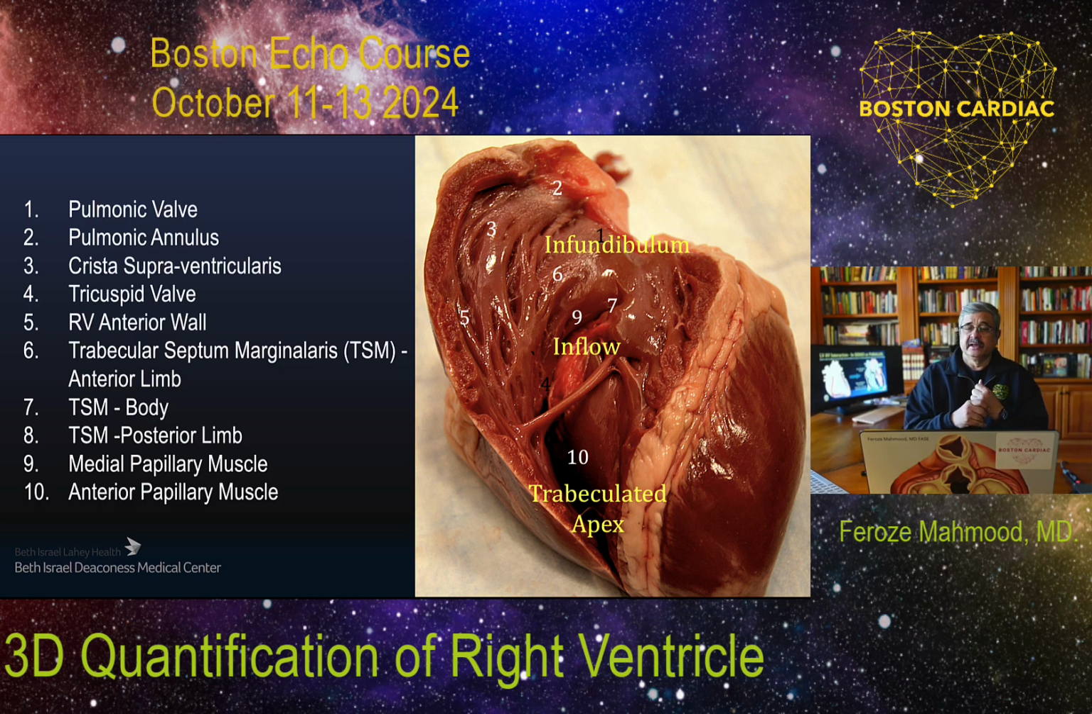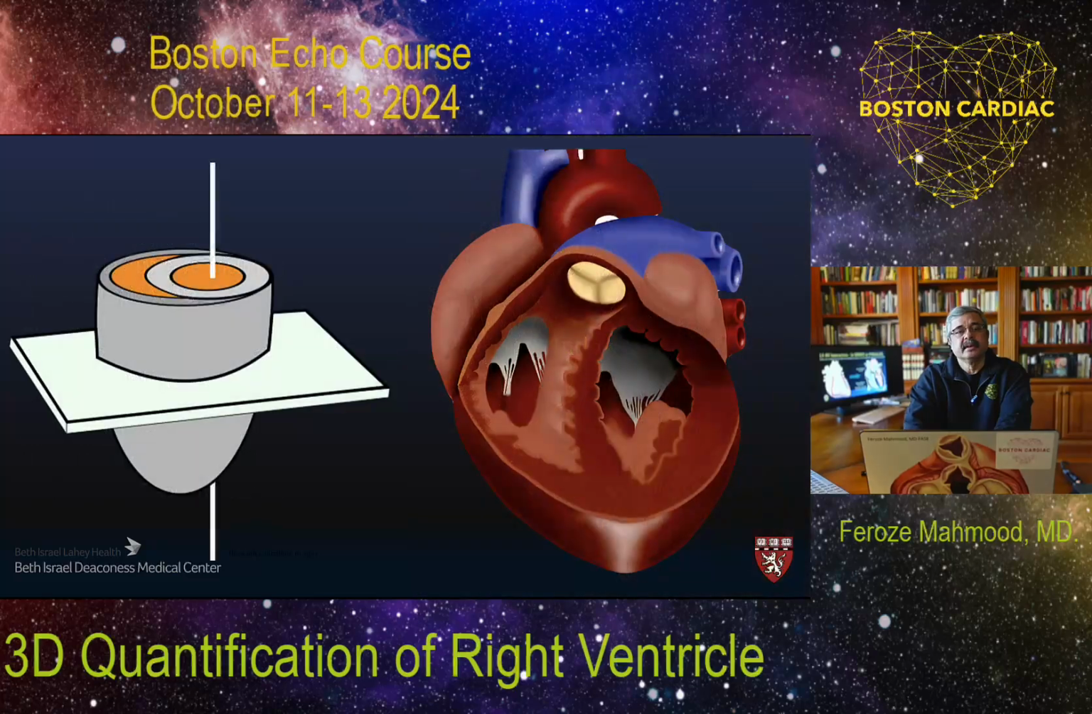As you can see, specifically, it has a pulmonic valve, an annulus, crista supraventricularis, RV anterior wall, the trabecular septum, then the medial and the anterior papillary muscles, and sometimes more papillary muscles. But if you divide all of it, it essentially consists of three portions. One is the infundibulum, the inflow of the right ventricle, and finally the trabeculated apex, which is also very difficult to visualize echocardiographically.